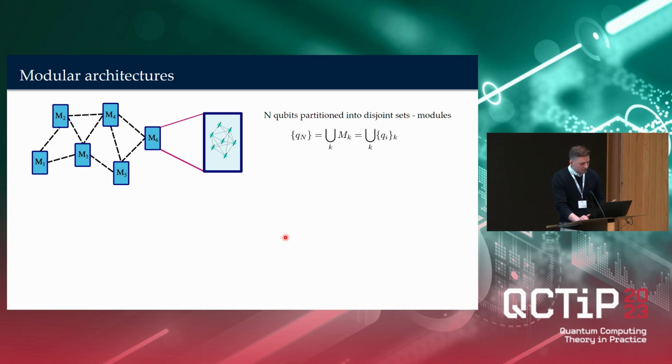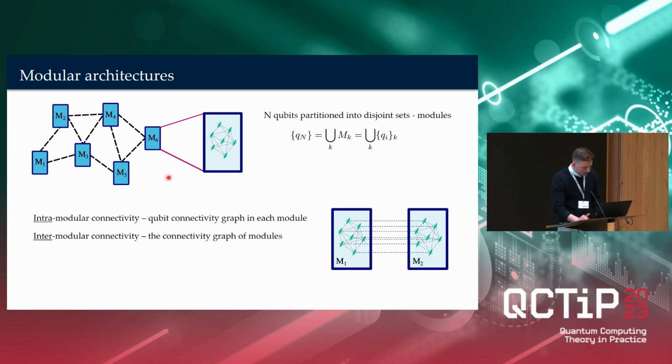To do so, we introduce modular architectures, where we have a collection of physical qubits that constitute your quantum computer, and we partition them into modules. Within each module there is a connectivity graph, essentially describing how the qubits can be entangled with each other. We call that intramodular connectivity, and we require that for every single module, this intramodular connectivity is the same. That's one of our assumptions.